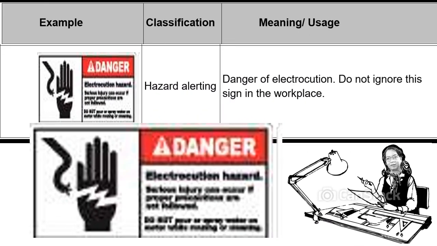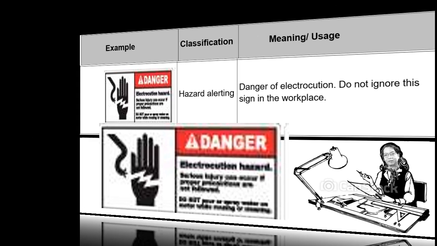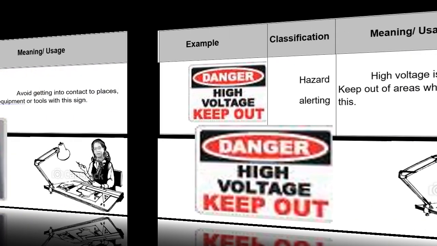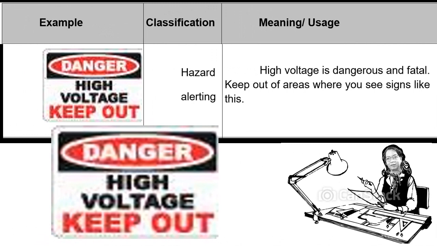Hazard alerting. Danger of electrocution. Do not ignore this sign in the workplace. Hazard alerting. Avoid getting into contact with places, equipment, or tools with this sign. Hazard alerting. High voltage is dangerous and fatal. Keep out of areas where you see signs like this.